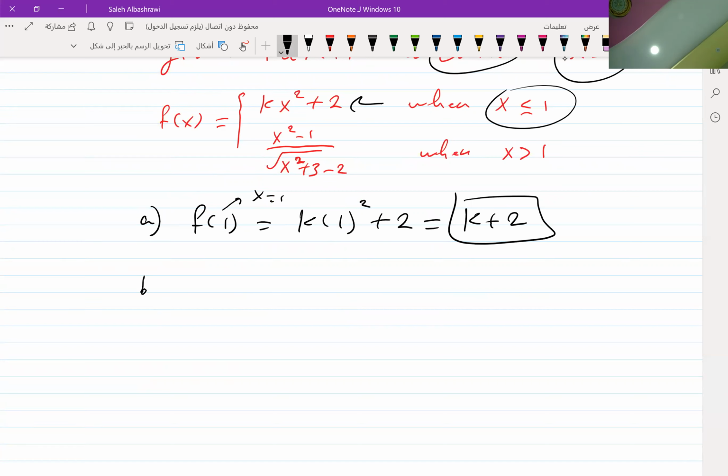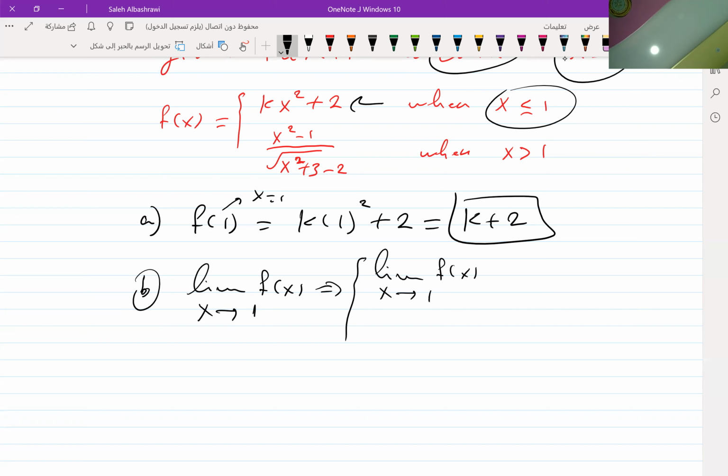Second condition, the limit of f of x as x goes to 1. But since we have a greater than or less than, it means I have to find the two limits, left and right. Limit f of x as x goes to 1 minus, and limit f of x as x goes to 1 plus.